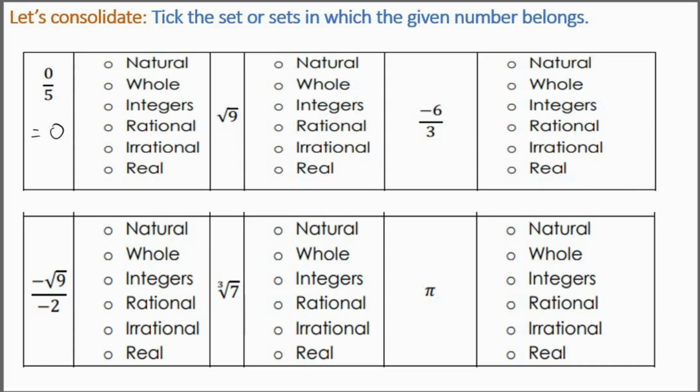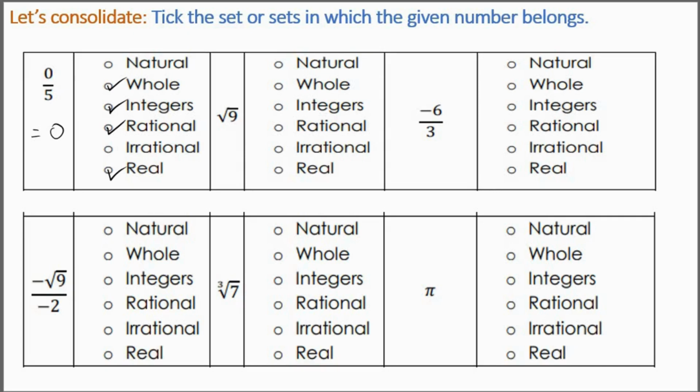Is it a whole number? Yes, it's a whole number because whole numbers start from 0. Is it an integer? Yes, it's an integer. Is it a rational number? Yes, it's a rational number and also a real number. So 0 belongs to all these 4 types of groups.